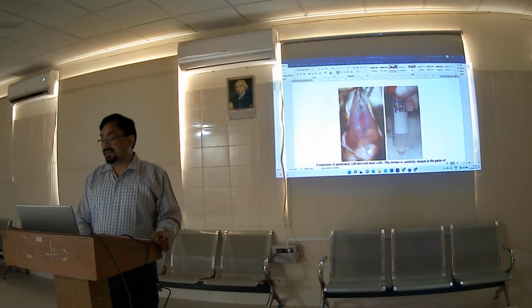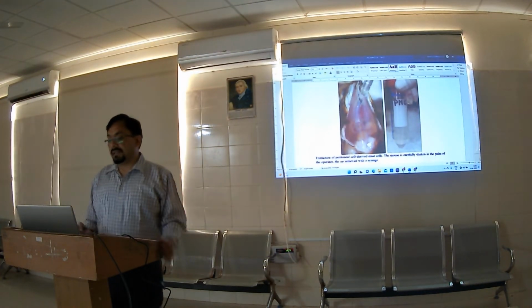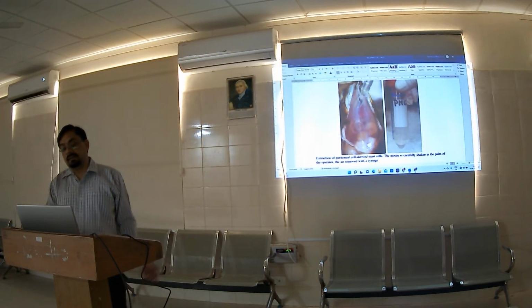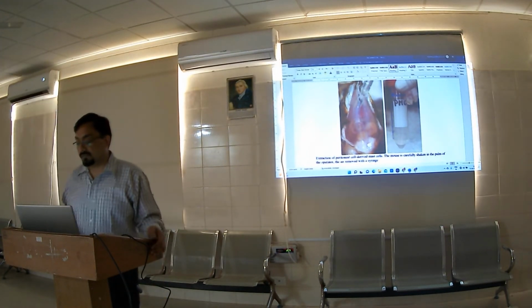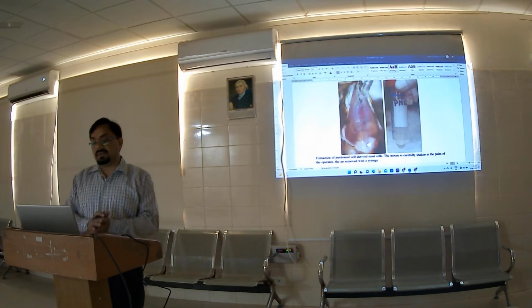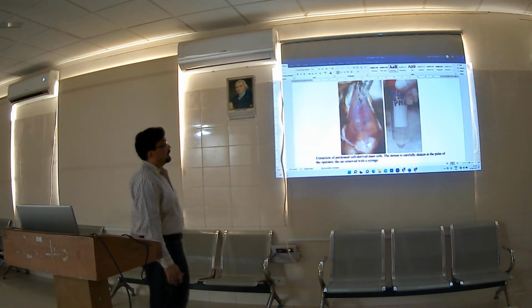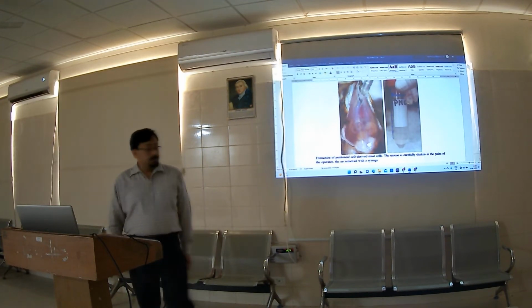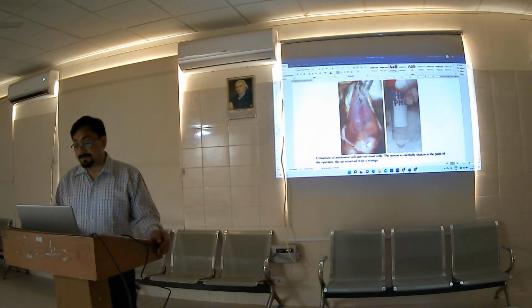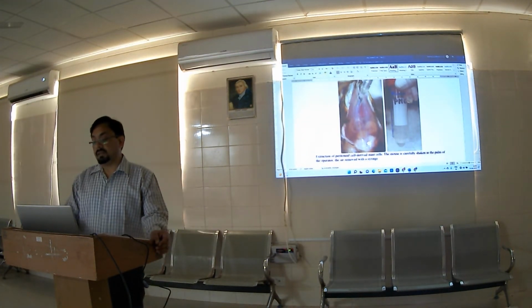So this is the diagram which is showing the extraction of peritoneal cell derived mast cells. The mouse is carefully shaken into the palm of the operator. The air is removed with a syringe. So this is the method of harvesting. In this way it should be harvested.